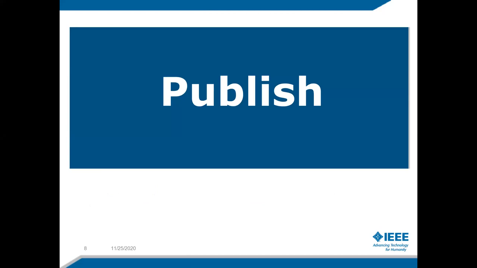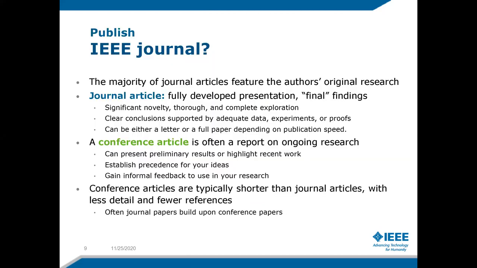So the first thing is where we should publish, right? First, we publish with an IEEE journal or an IEEE conference. In general, we publish in both, right? It presents the authors' original research. Of course, there are differences between journals and conferences.